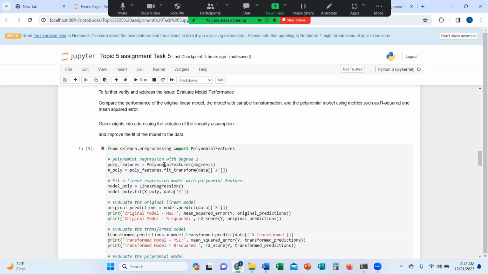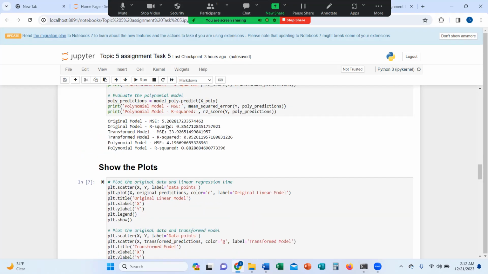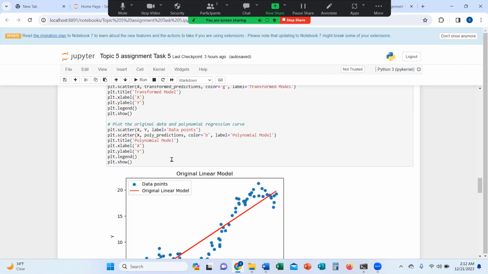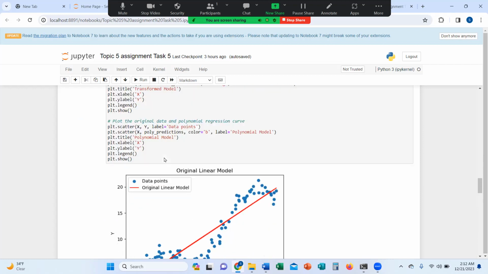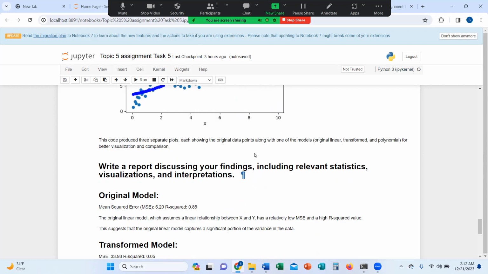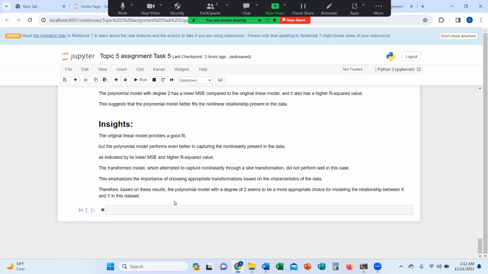And the solution that I propose, I use this data here. I use the original, and when I did transformation, and I also did a polynomial model. And these are the printouts here and the plots. This is for the original, the transformed, and the polynomial. So that is for task 5.